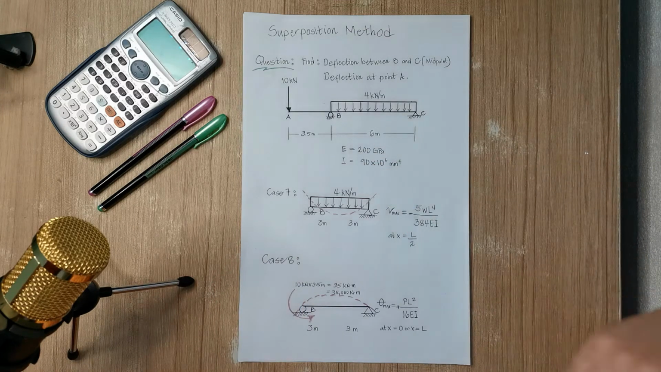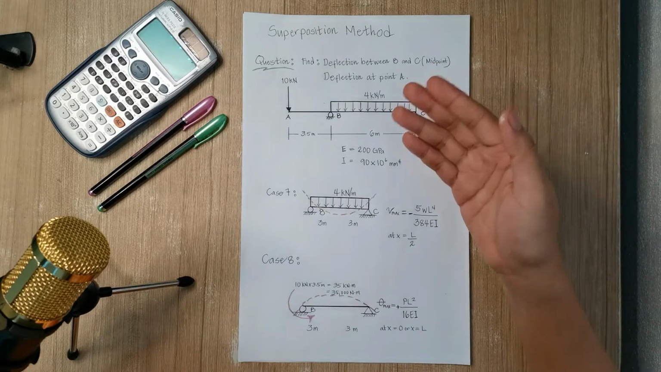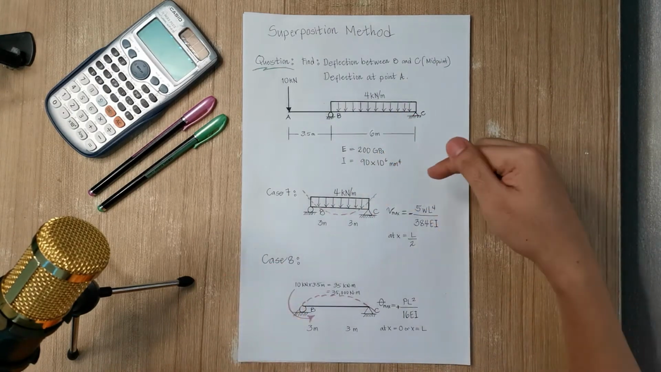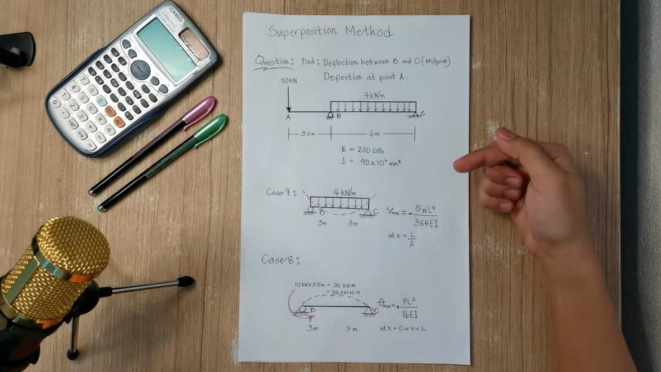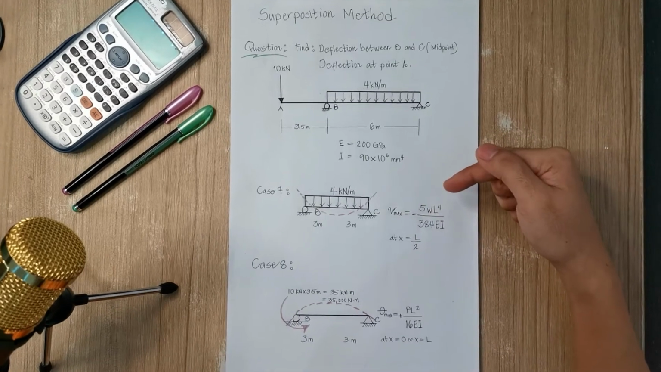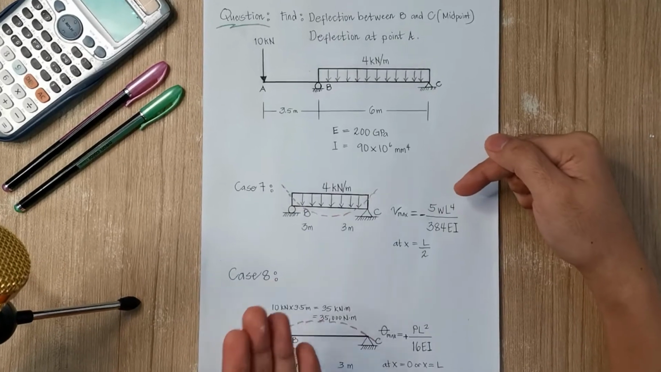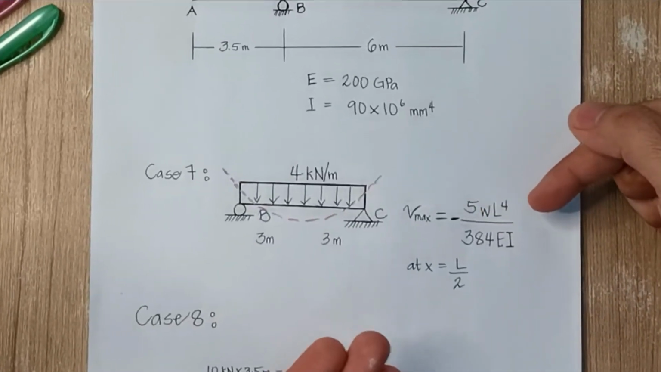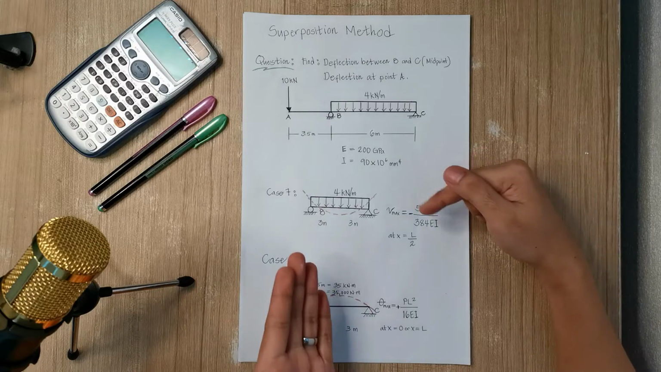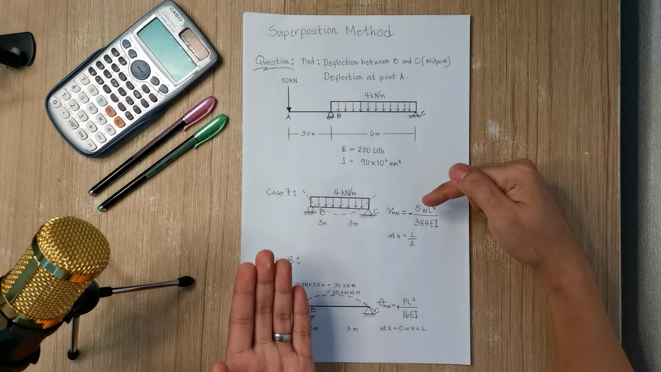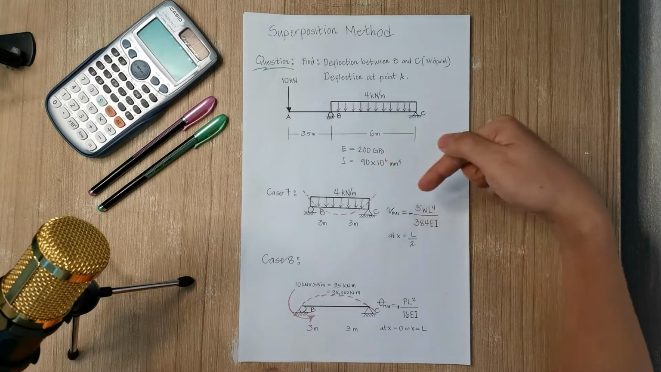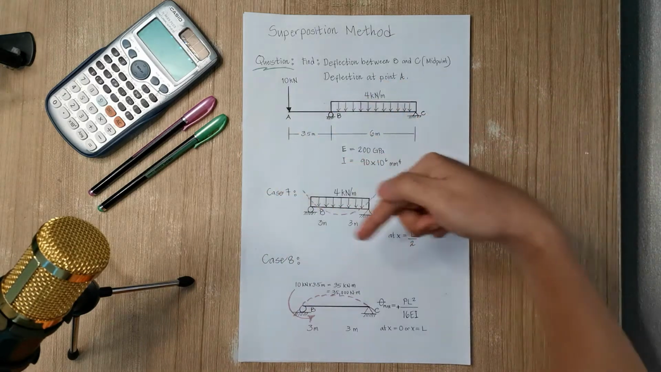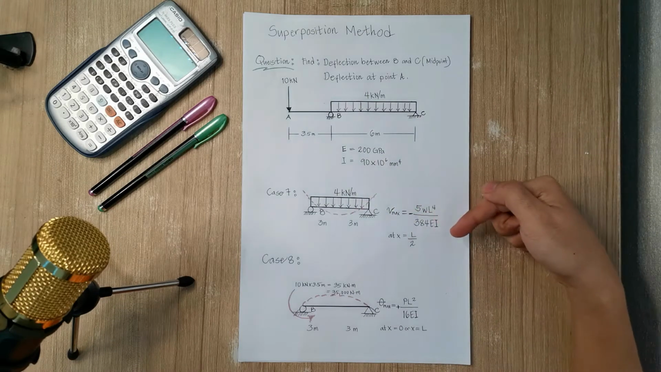So, what we're going to do is we're going to take the equation and we're going to write it here to the right. So, meron tayong equation, the V max is equals to negative 5WL to the power of 4 over 384 EI. So, bakit nagna-negative? Nagna-negative siya dahil yung ating beam ay nade-deflect downwards. So, pababa siya nag-deflect kaya naging negative sign siya.